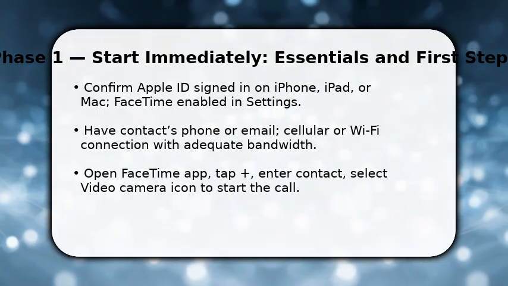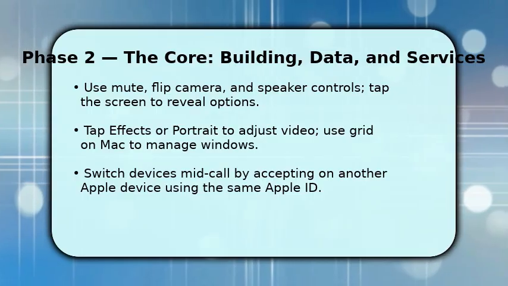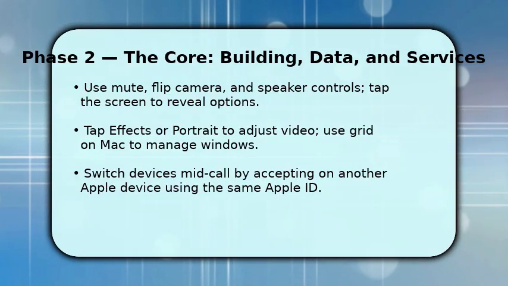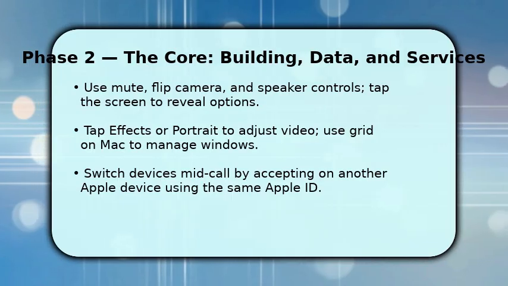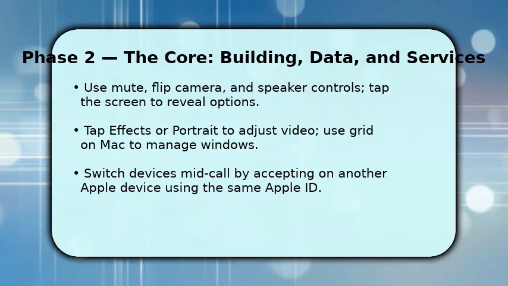Once connected, you need to manage in-call controls so the conversation stays clear. Tap the screen to reveal mute, flip camera, and speaker options. Mute when you're not speaking to reduce background noise. If you want a visual change, tap effects or portrait mode to blur the background. This focuses attention on you.